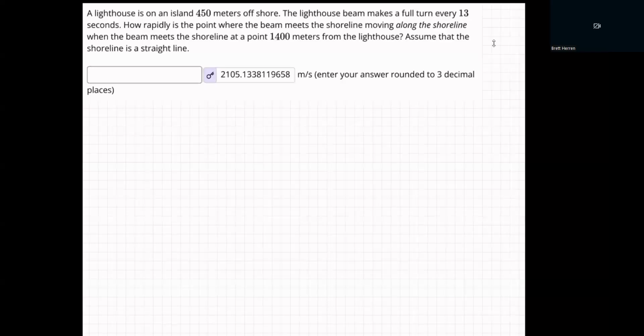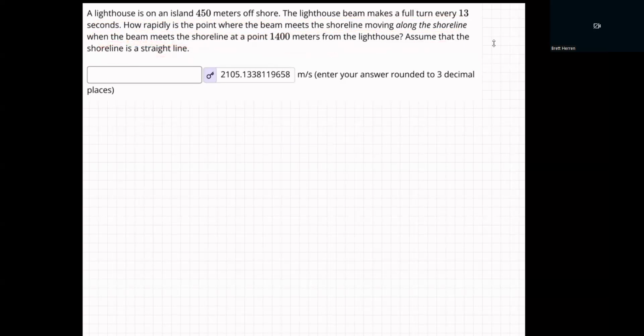Okay, on this example, it says a lighthouse is on an island 450 meters offshore. The lighthouse beam makes a full turn every 13 seconds. How rapidly is the point where the beam meets the shoreline moving along the shoreline when the beam meets the shoreline at a point 1,400 meters from the lighthouse? Assume that the shoreline is a straight line.